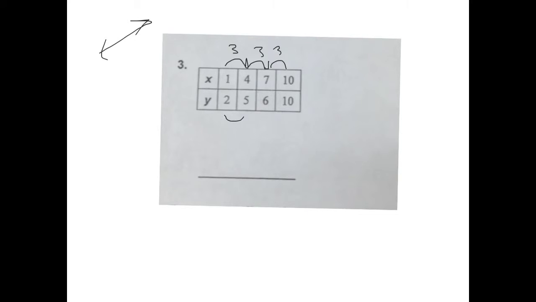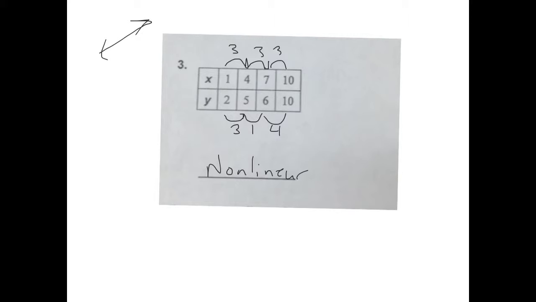Then we look across the bottom. 2 to 5 is 3. 5 to 6 is 1. And 6 to 10 is 4. And because this is not consistent across the top and the bottom, this would be non-linear. We're not trying to figure out what it looks like. We're just trying to figure out, is it a line or is it not a line?